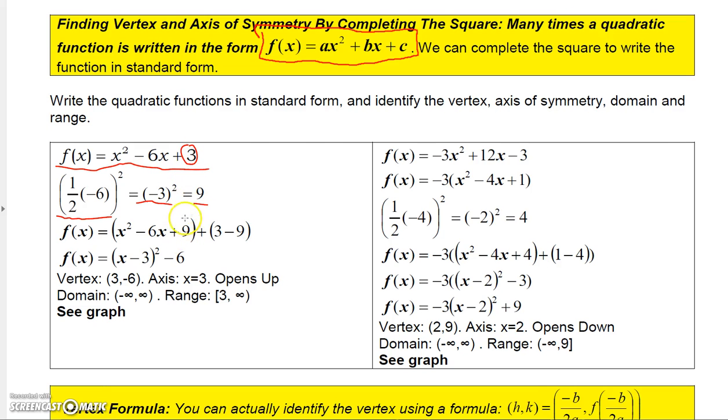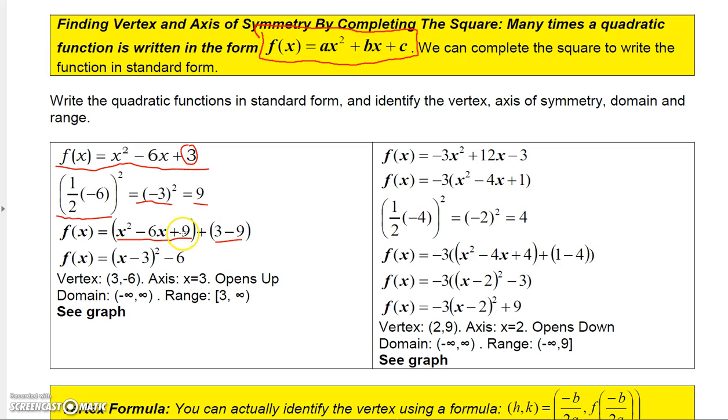But the difference here is we're going to be doing everything on the same side of the equal sign. So we're going to take x squared minus 6x and add 9 to it. But I can't just add 9 over here unless I also take it away. So I'm also going to take 9 away from this 3. By adding 9 here and taking it away here, I keep everything equal.